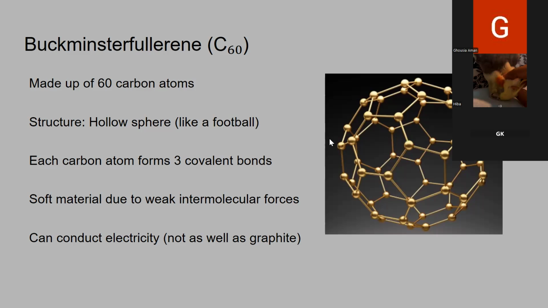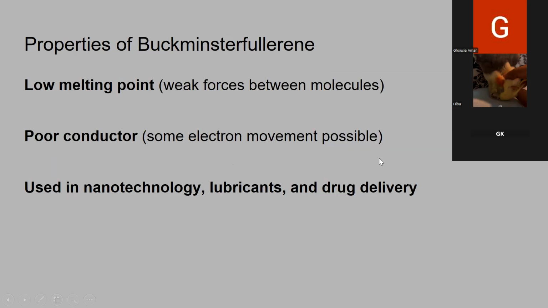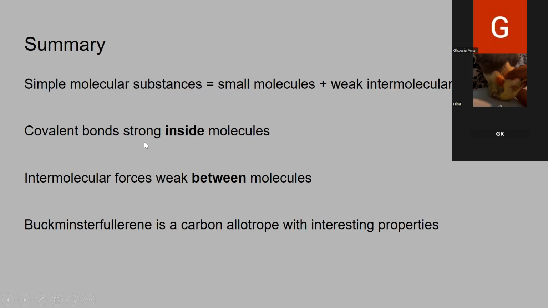It is just like a football. You can see the structure is just like a football. These are the properties of fullerene, and we can say these are the properties of all simple molecules. They have low melting and boiling points because of the weak intermolecular forces. They are poor conductors. They are usually liquids and gases. So simple molecular substances are small molecules with weak intermolecular forces of attraction, but they have strong covalent bonds inside them. The forces between the molecules are weak.